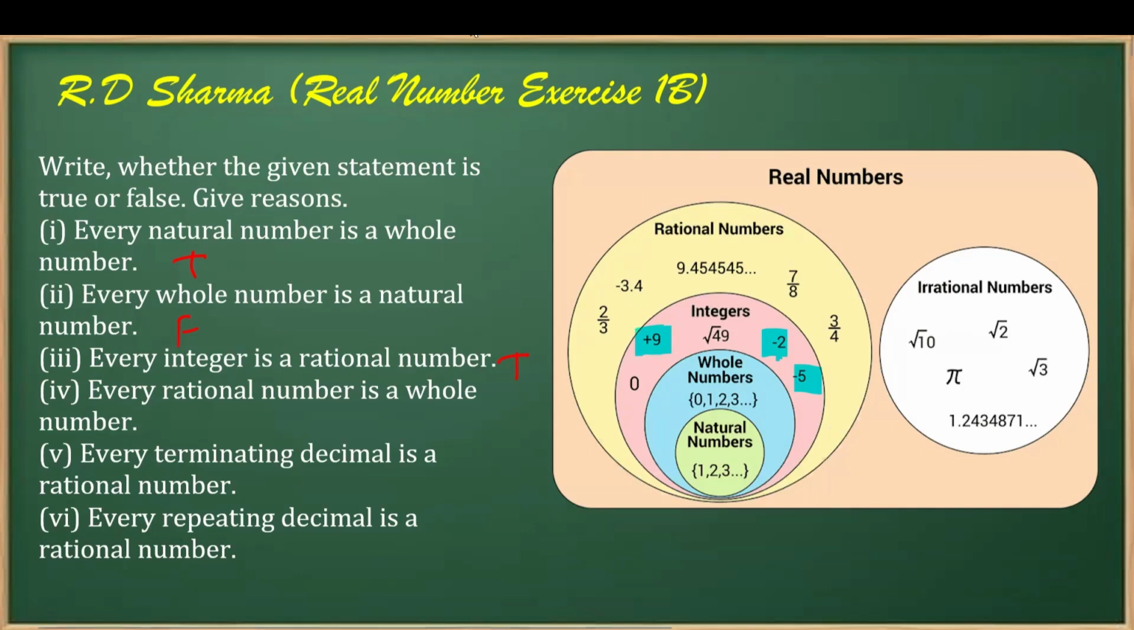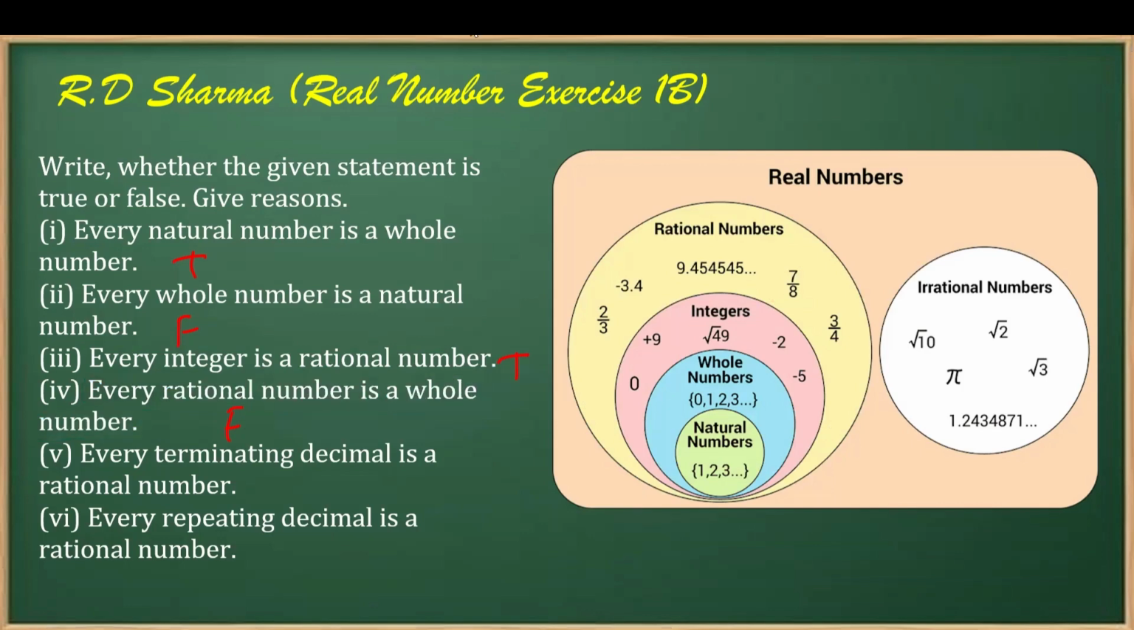Now, the next says every rational number is a whole number. That's not true. How can we say that this is a false statement? For that, you have to give an example. You can see that 7 by 8 is a rational number, but it is not a whole number. So this is the example you can give.